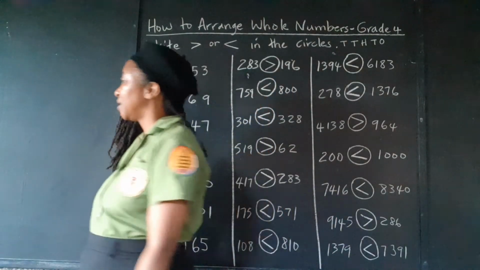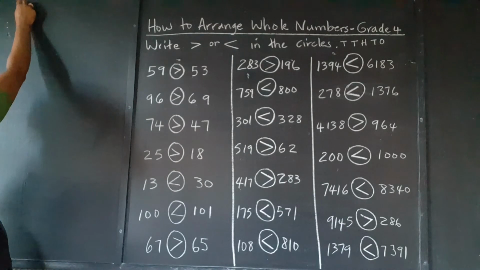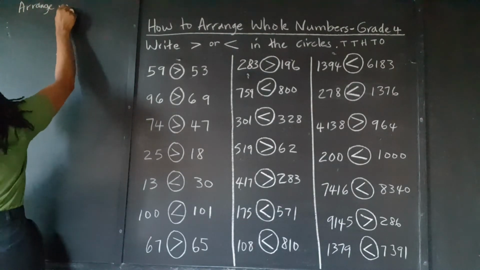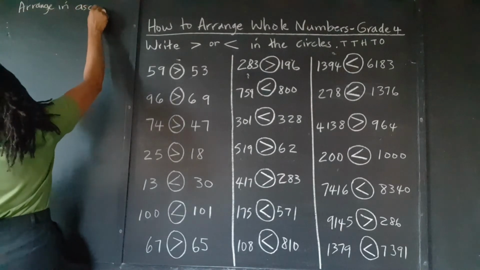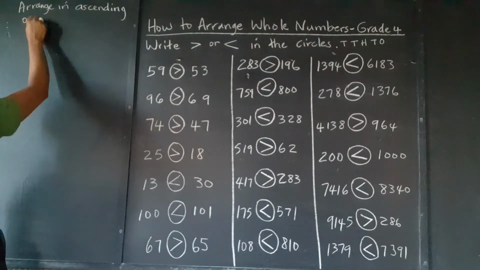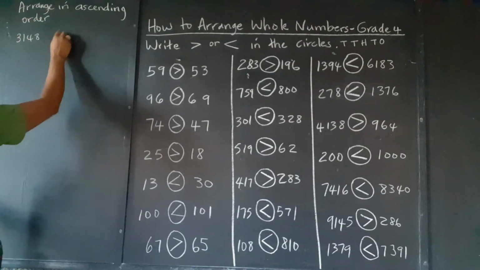All right, let's put these numbers in order. So arrange in ascending order. So ascending order means from smallest to biggest.